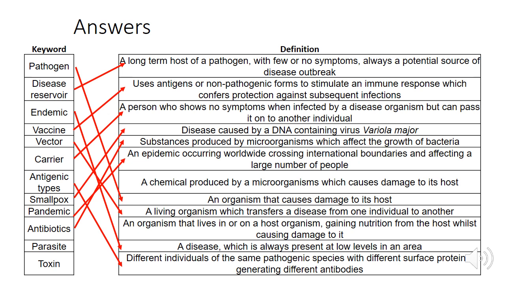Antibiotics, substances produced by microorganisms which can affect the growth of bacteria. A parasite is an organism that lives in or on a host organism. They gain nutrition from their host whilst causing damage to it. And lastly, a toxin, a chemical produced by a microorganism which can cause damage to its host. So tick the ones you've got right and edit the ones that you haven't.